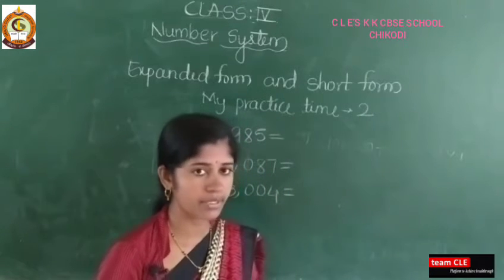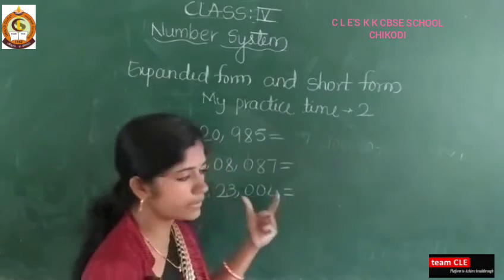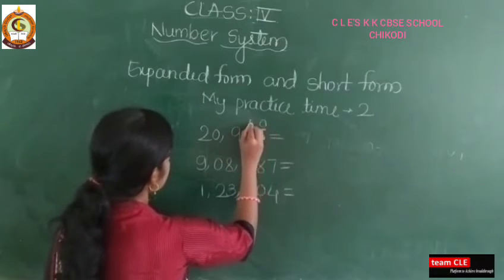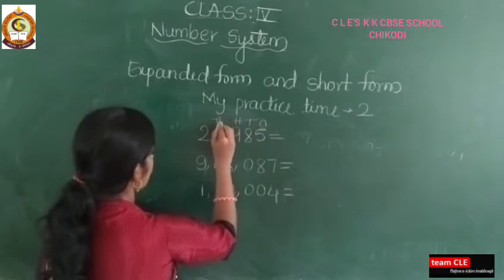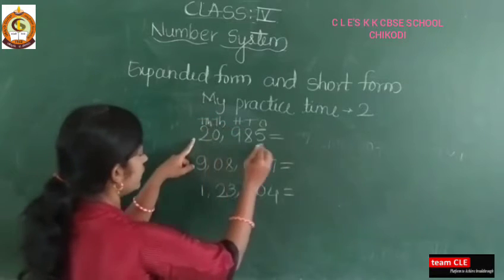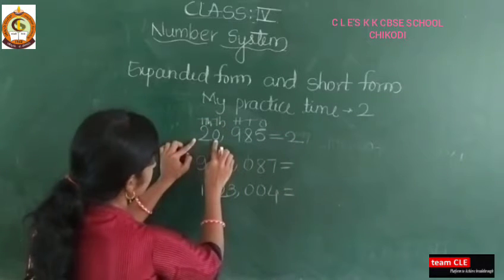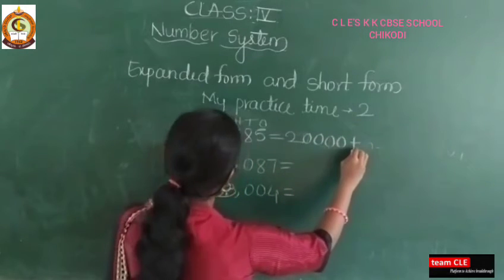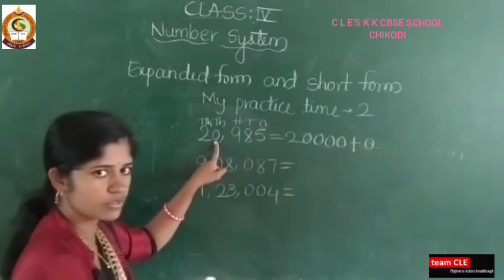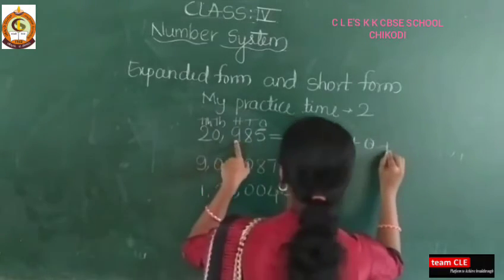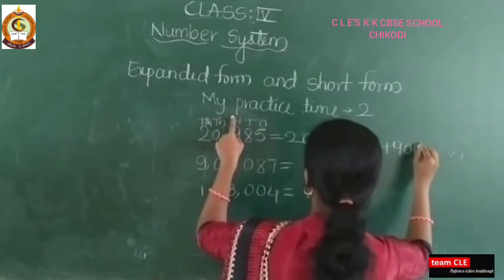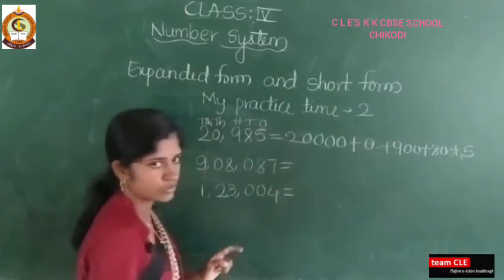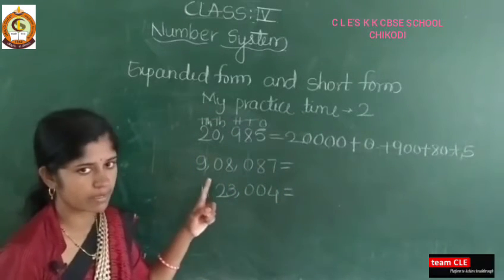question is expand the following numbers. For that you need to know the place value chart. Ones, tens, hundreds, thousand, 10,000. Right here 2, and after 2 how many digits are there? See, 1, 2, 3, 4. Next, 0 thousands means you write only 0. 900 means 900, plus 8 tens means 80, plus 5 ones means 5. So this is the way we are writing in expanded form.